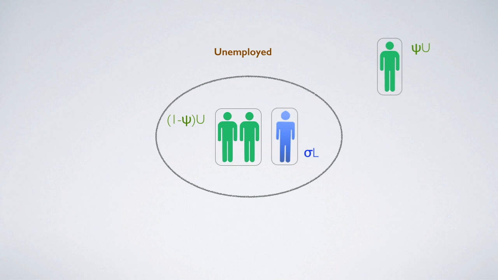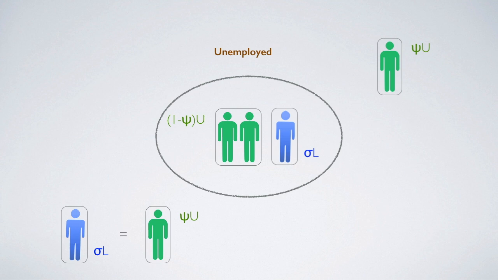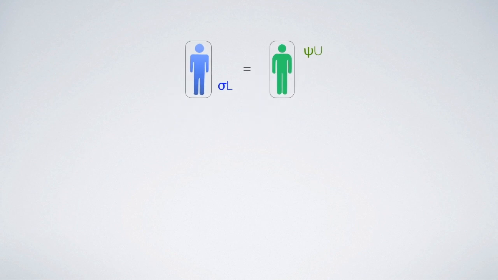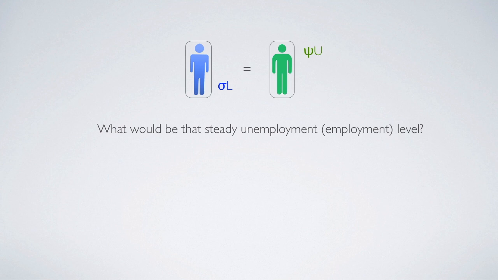So in order for the unemployment number to stay constant, the number of people joining the group should be equal to the number of people who jump out of the group. So we get this equality. When this equality holds, then total unemployment will stay constant. Now we are going to use this equation to answer the question, what would be the steady state employment level?